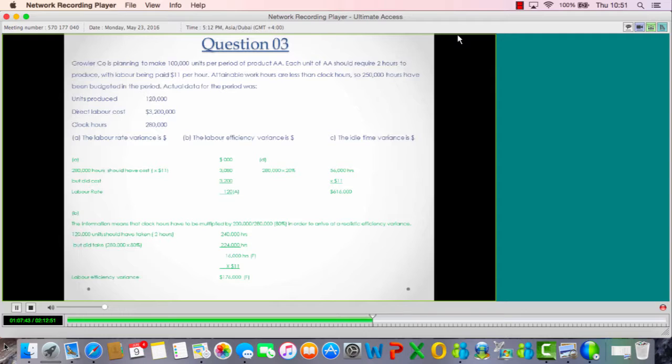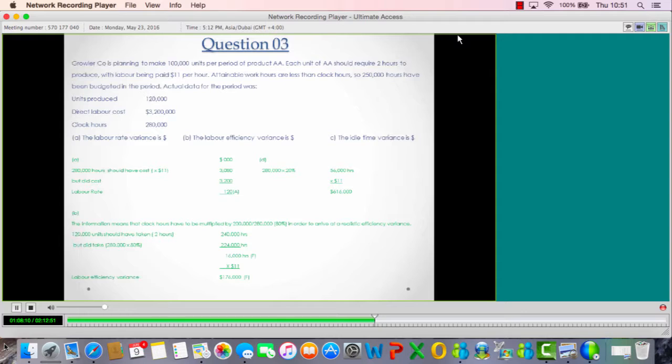So just get these words right. Growler company is planning to make, that means budgeted. That means standard. They are talking about standards here. That is why I told you guys, read the question very carefully. Get what is actual and what is budgeted. Just try to distinguish the two. The company is planning to make 100,000 units per period for product A. Each unit of A should require 2 hours to produce, with labor being paid at 11 per hour.